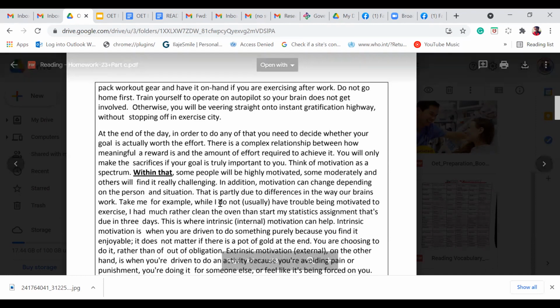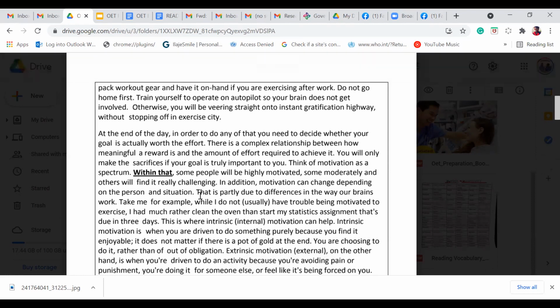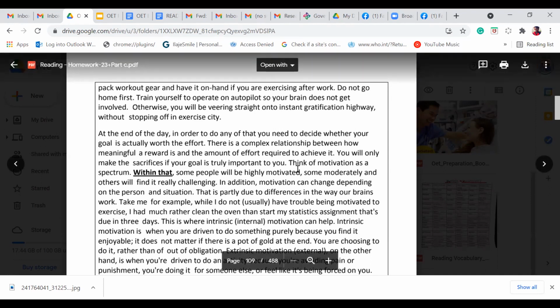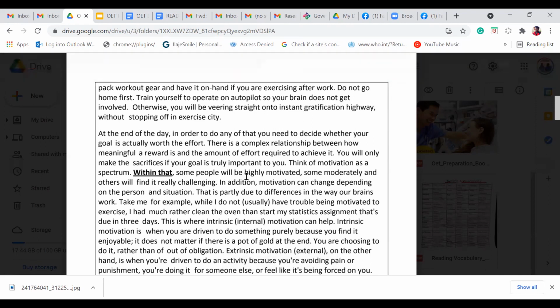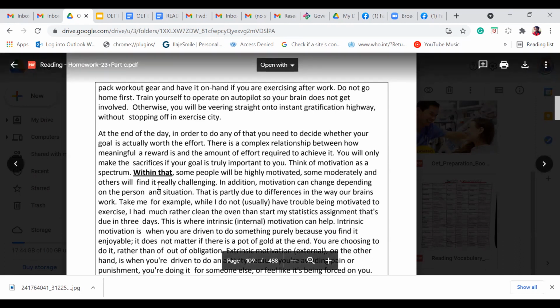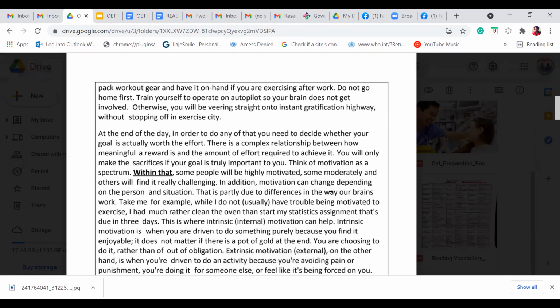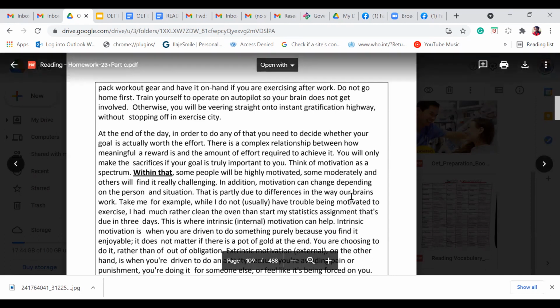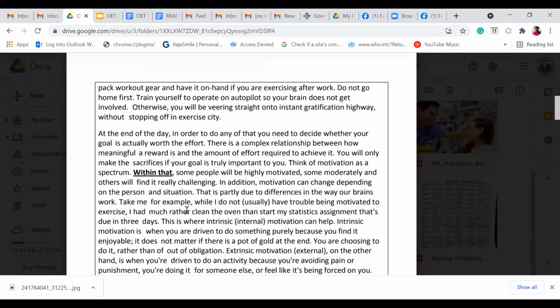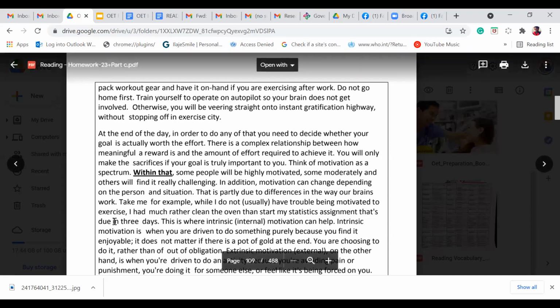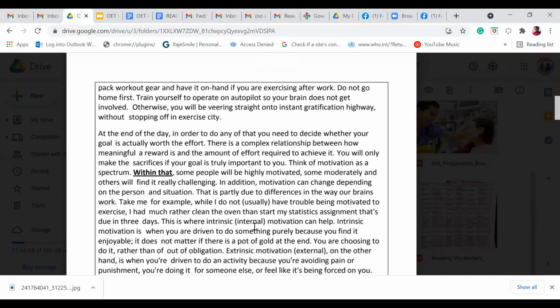I can find intrinsic here. So read a little bit ahead above it. Okay. Think of motivation as a spectrum. Within that, some people will be highly motivated, some moderately, others will find it really challenging. In addition, motivation can change depending on the person. That is partly the difference in the ways our brains work. Take me, for example. I do not usually have to be motivated to exercise, but I would much rather clean the oven than start a statistics assignment that is due in 3 days. This is where intrinsic, because internal motivation can help.